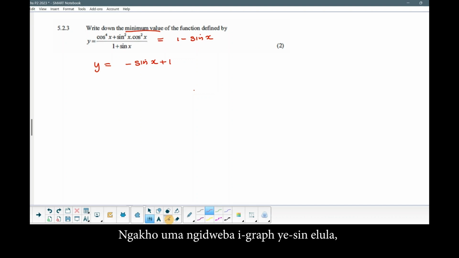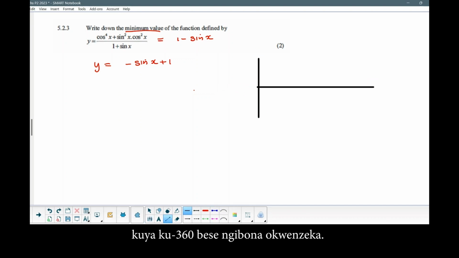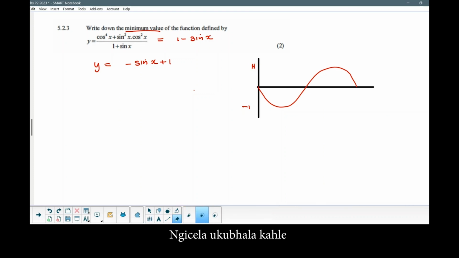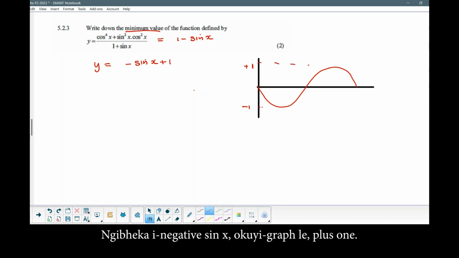So if I sketch a simple sine graph, I'm just going to go from 0 to 360 and see what happens. If I sketch a simple sine of x graph, or a negative sine of x graph, my negative sine of x graph is going to look like this, right? With a minimum value at -1 and a maximum value at +1. Let me just write that properly. A maximum value at +1. All right, now this is not the graph I'm actually looking at. I'm looking at negative sine x, which is this graph, plus 1.